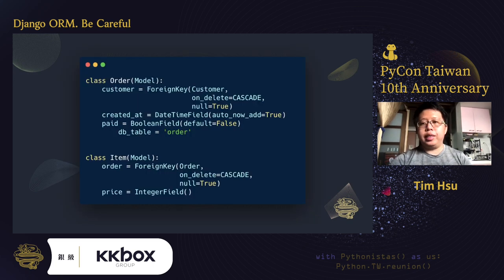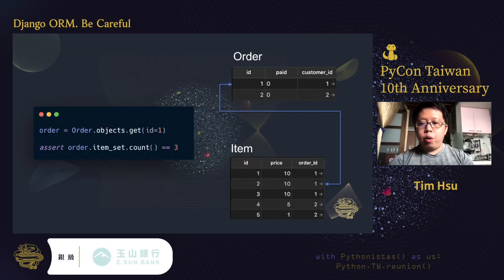We first explain the model and some existing data in the database. This example is an online store. We have an order model and an item model. The item model has a foreign key pointing to the order model. Each order has multiple items. We have two orders and five items in our existing database. The first order relates to three items. The second order relates to two items.